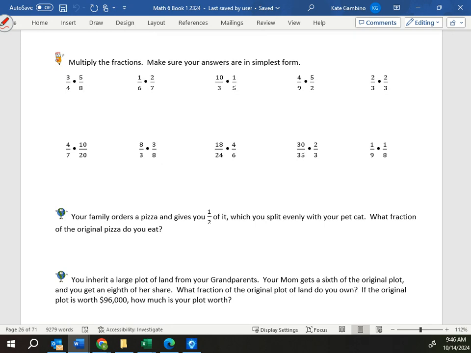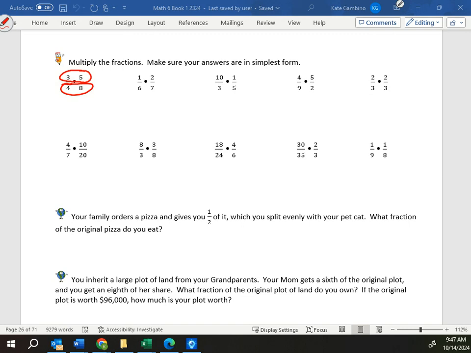How should we solve 3/4 times 5/8? What should I do? What's my first step? I can make the bar, but if I don't want to make the bar, how do I multiply fractions together? What's that shortcut way? Emma? We're not going to cross multiply. We're just going to multiply straight across. So we multiply across when we come with these fractions.